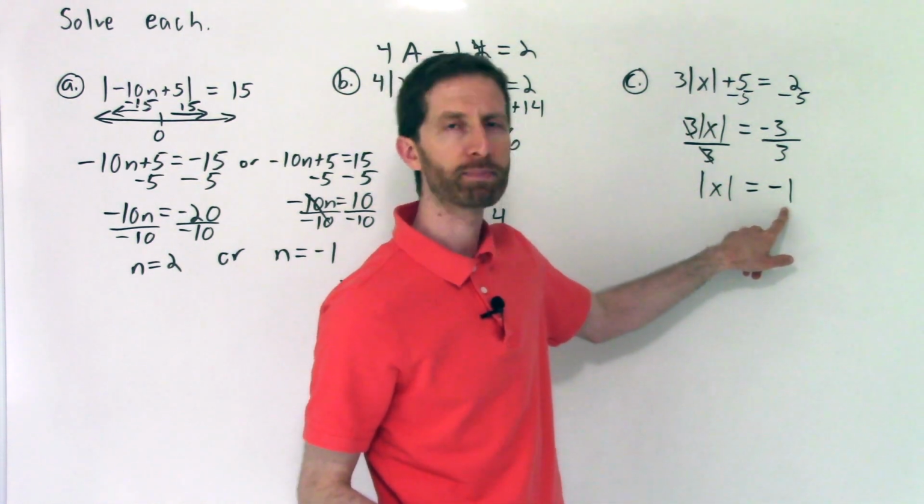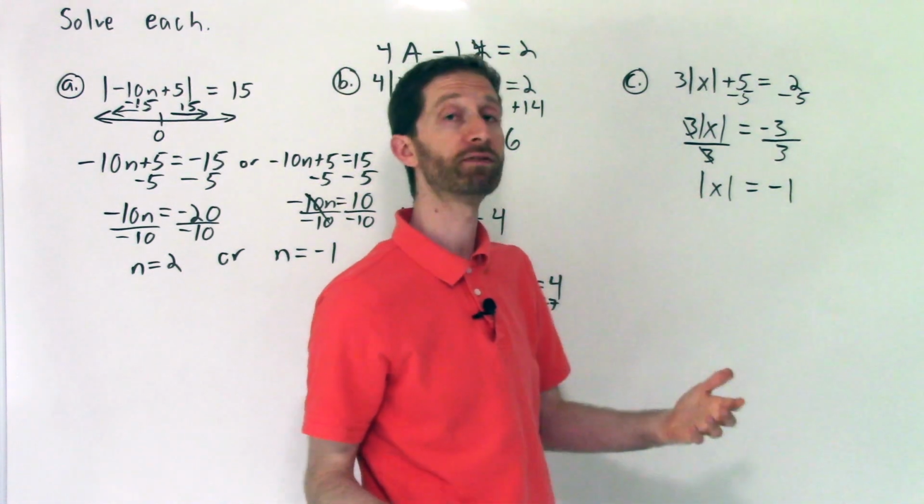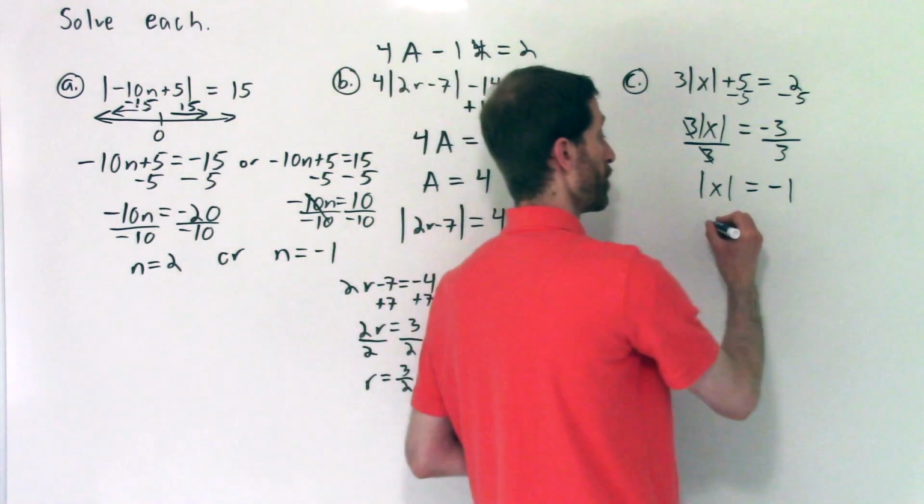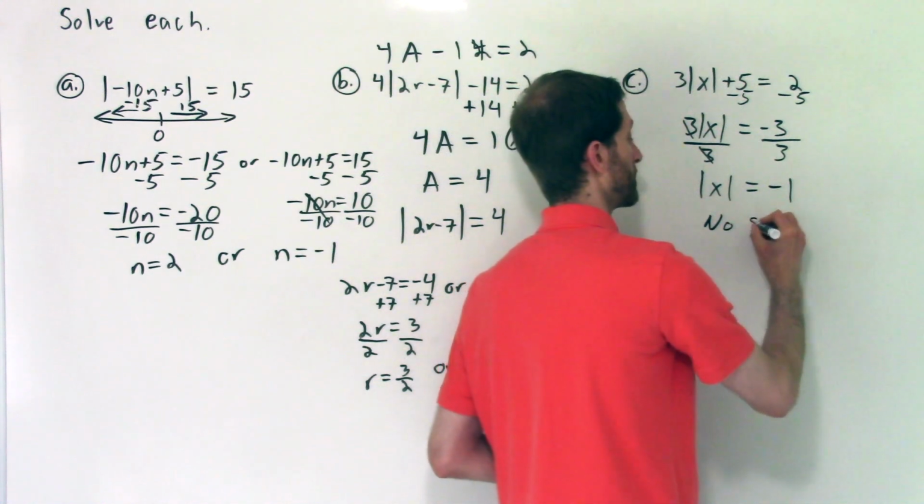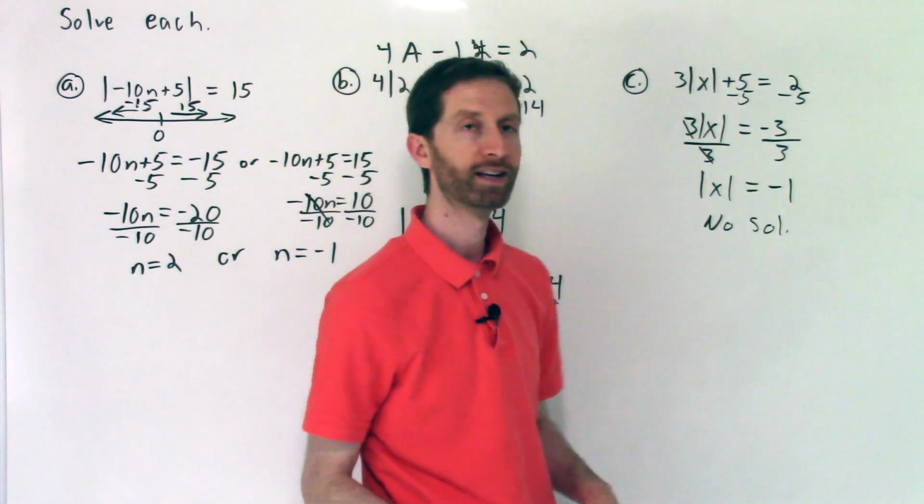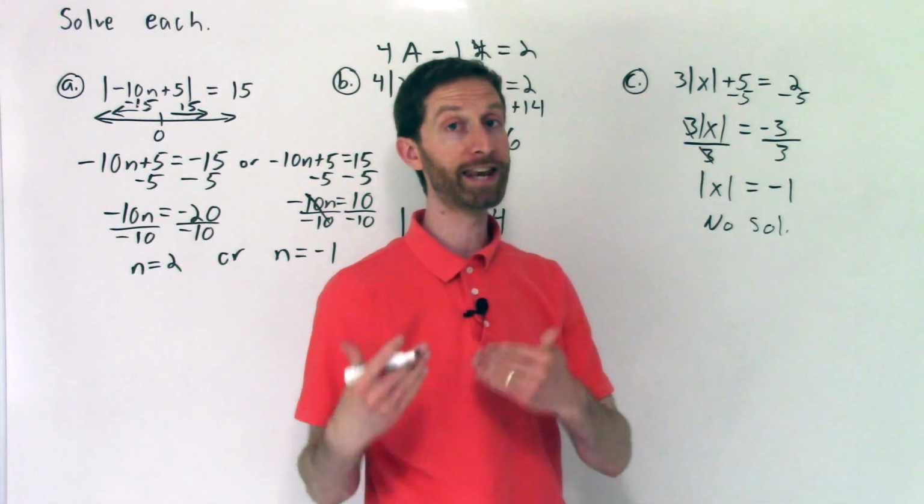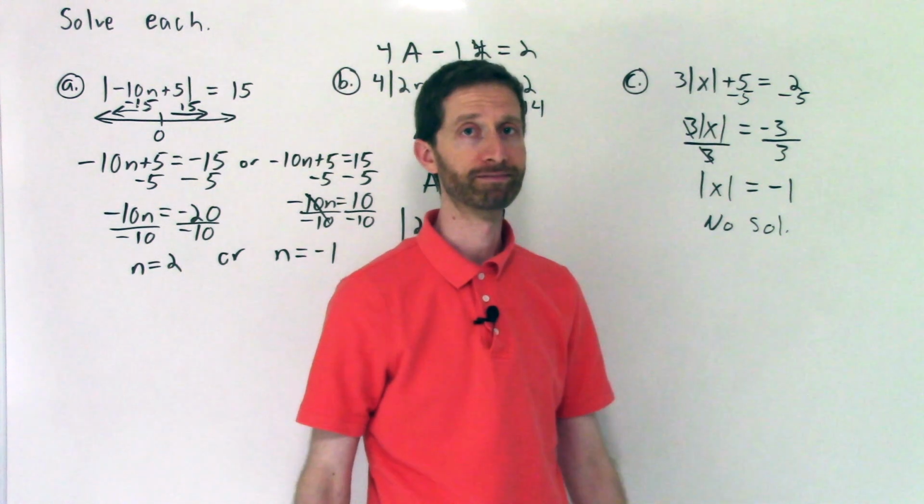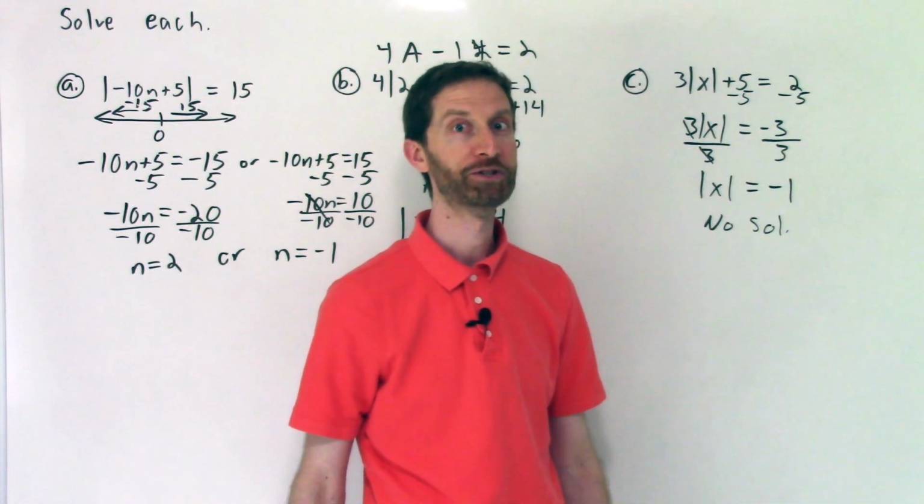But distance can't be negative, right? There is no negative distance. And so what that means is we don't have an absolute value that will give us negative 1. There's no solution to this equation. So if the absolute value equals a negative number, there can't be a solution. Sweet! See you in the next video.